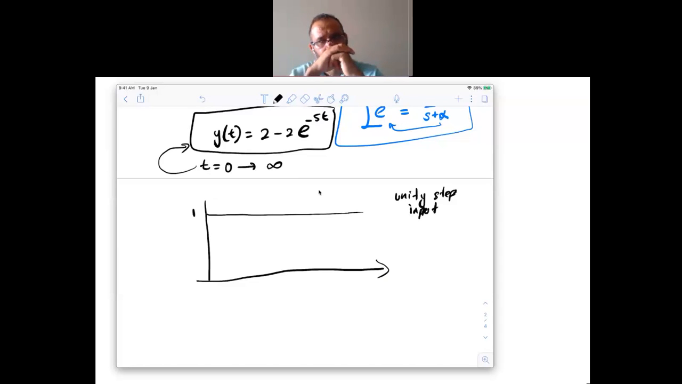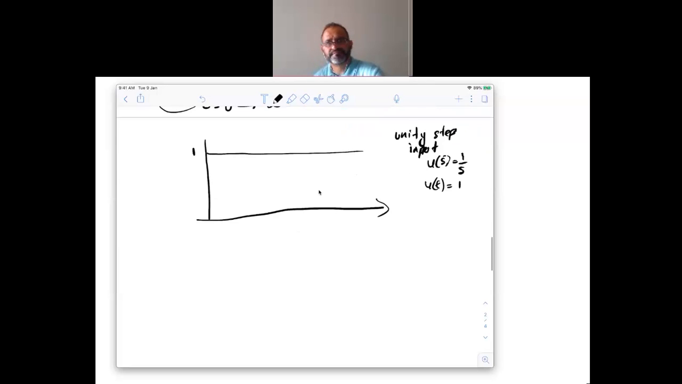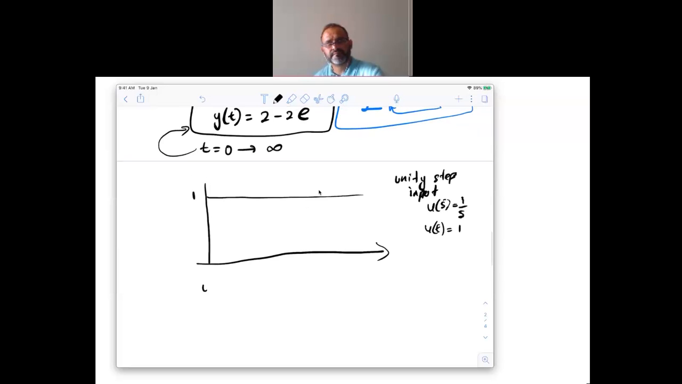Okay, unity step input, where when we have U(s) equals 1 over s, it means u(t) equals 1. Okay, unity step input. All right, so then I check the value of my y(t). When I have my y(t), if you look at that equation of y(t), when t equals 0, y(t) equals what?